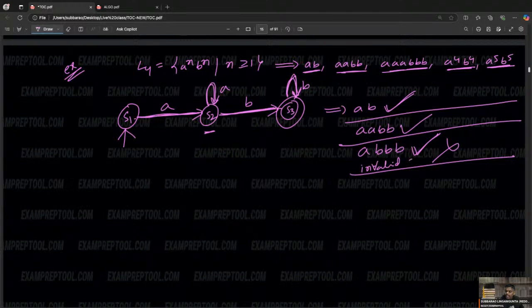Invalid string accepting, that is the reason it is wrong. So L4 is a formal language where finite automata cannot work. Finite automata not possible, because whatever finite automata you write, it will create some problem. You draw any finite automata, sir, how to draw finite automata?